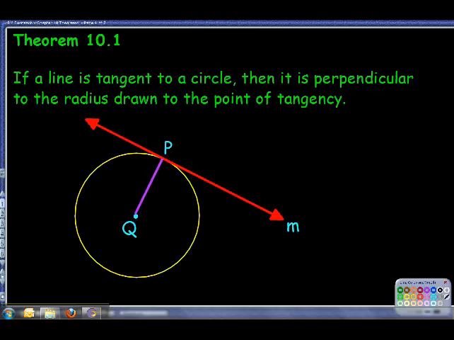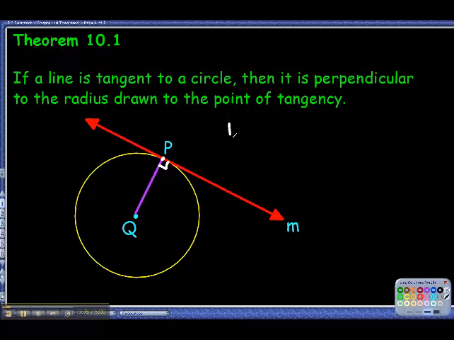Today we're going to focus on the theorems in section 10.1. The first theorem says that if a line is tangent to a circle, so we know with lines that are tangent to a circle, they will intersect the circle at just the one point. Then we're going to know that it's going to be perpendicular to the radius that is drawn to that point of tangency. So if you notice the radius shares a point with a line that is tangent, then we know that this will be a perpendicular that we can draw in there.